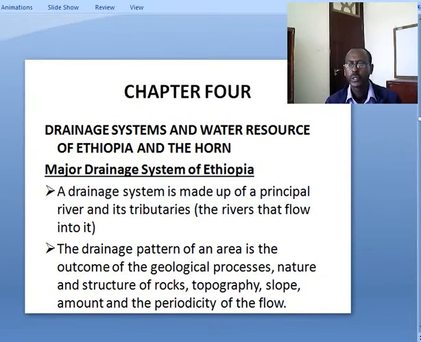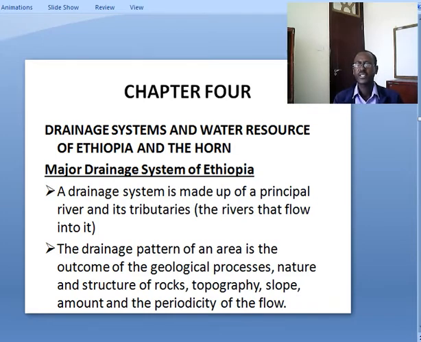Let's go to chapter 4. Chapter 4 deals with drainage systems and water resources of Ethiopia. Now let's start from the major drainage systems of Ethiopia. First, a drainage system is made up of a principal river and its tributaries.